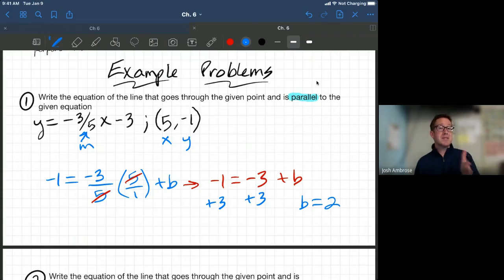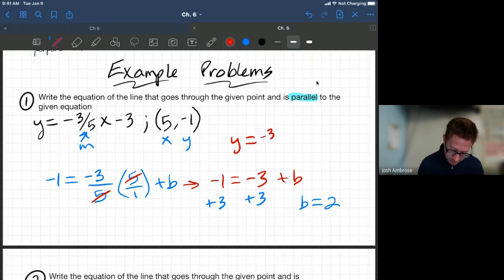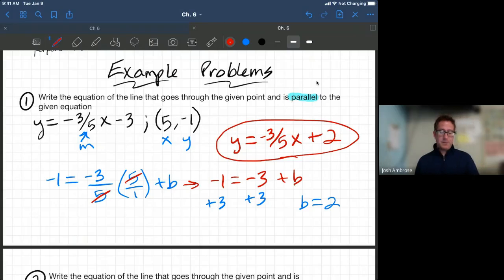We know the slope is the same because they asked for the parallel equation. So now let's go ahead and write the equation y equals -3/5 x plus 2. That is now the brand new equation that will have the same slope. We know it's parallel, but it will go through the given point 5, -1, because those were the values we used for x and y.